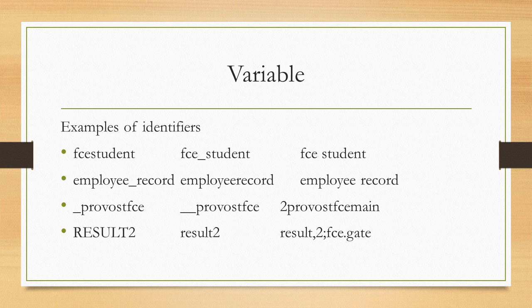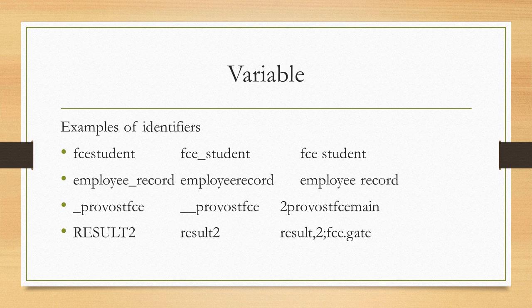Then the third one, FCE space student. That space makes it invalid. So whenever you have a variable name with a space in between, such a variable name is invalid. Now let's take the second row, employee record with underscore, that one is valid. Employee record, no space, that one also is valid. But employee space record is invalid, just like in the previous one.